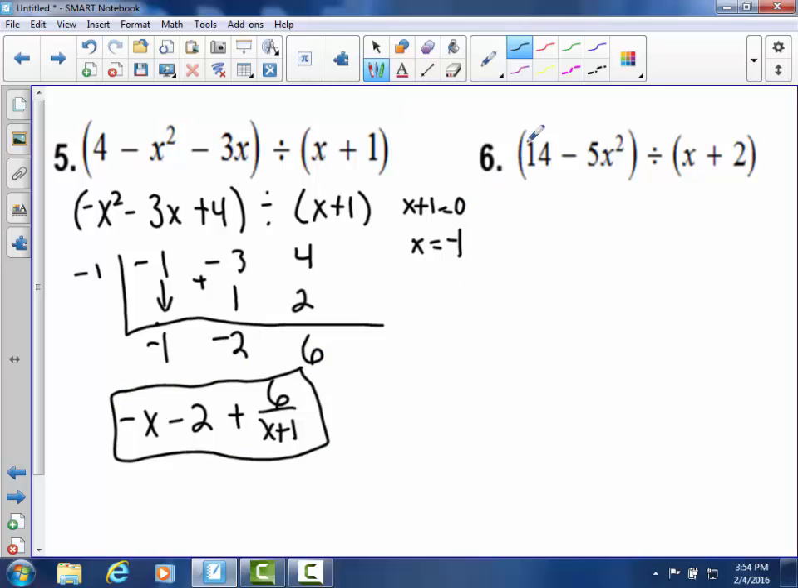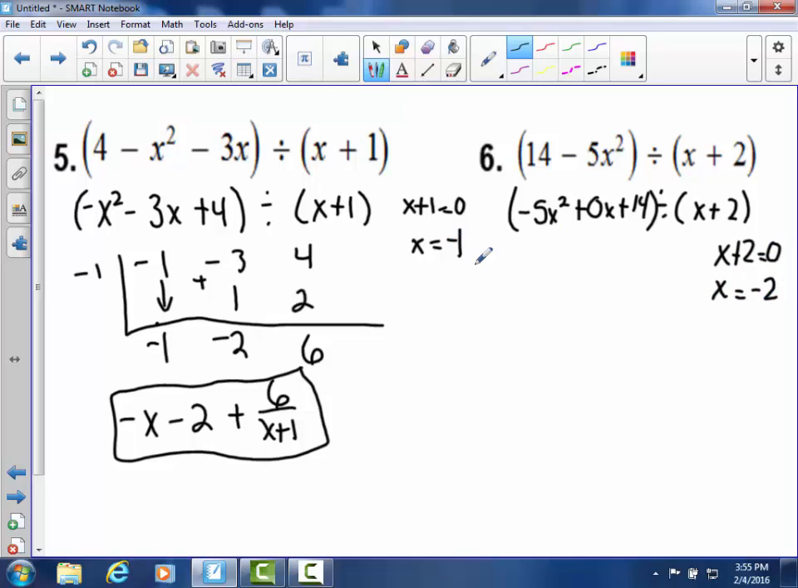Alright, one more. We have 14 minus 5x squared, so we're going to rewrite that as negative 5x squared plus 0x plus 14, and then we're dividing that by x plus 2. Okay, so we take x plus 2 equals 0. So x will equal negative 2. We put negative 2 on the outside. We write negative 5, 0, and 14.